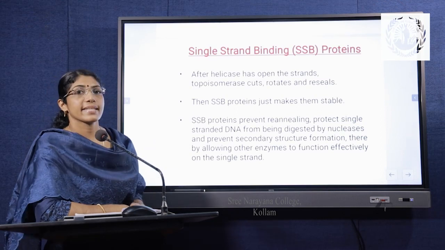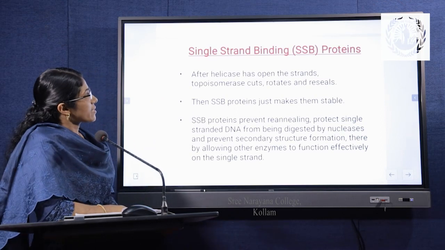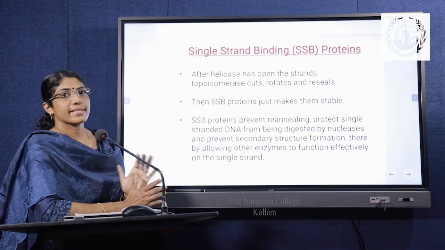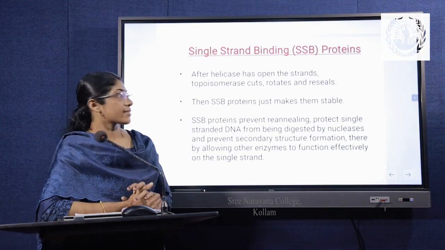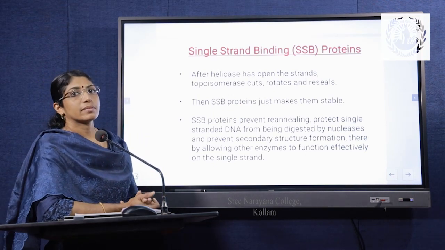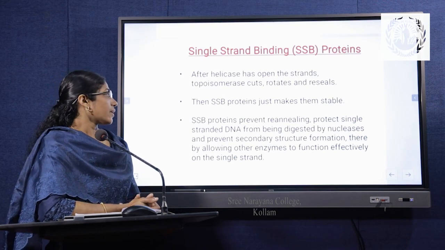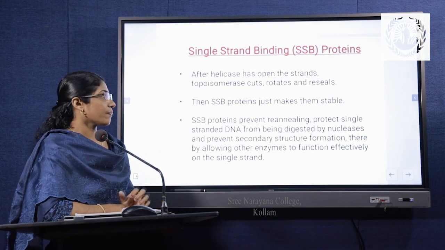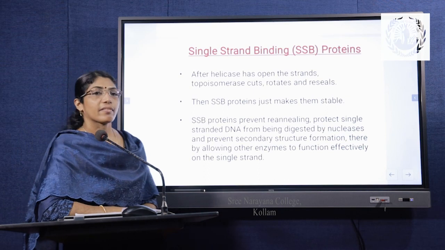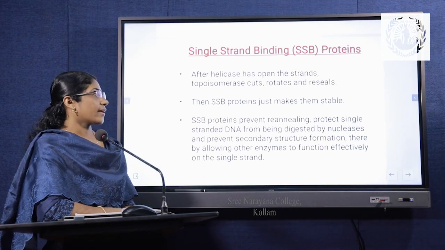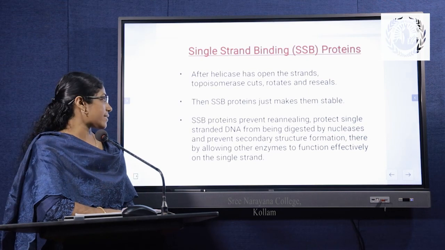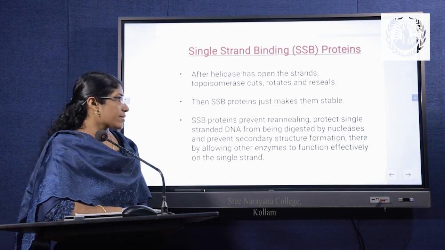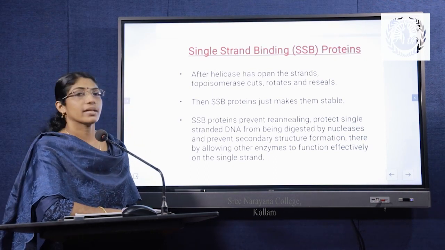Then the next enzyme, that is single strand binding proteins or SSB proteins. After helicase has opened the strands, topoisomerase cuts, rotates and reseals. Then SSB proteins make the single stranded DNA stable. The SSB proteins prevent re-annealing because the strands have a tendency to anneal. SSB proteins prevent the re-annealing, protect single stranded DNA from being digested by other nucleases and prevent secondary structure formation, thereby allowing other enzymes to function effectively on the single strand.